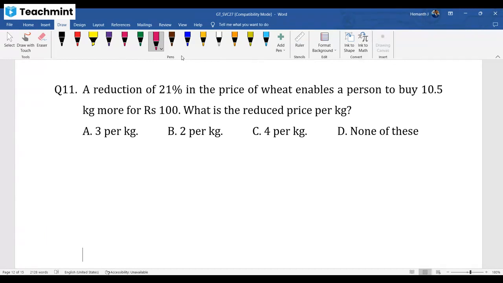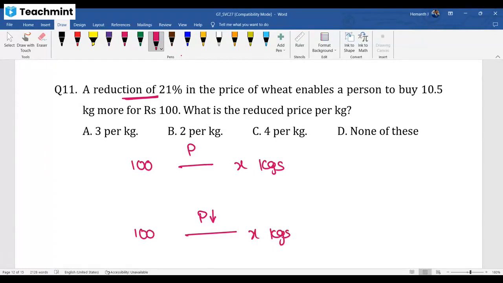My dear friend, see, as the price is reduced, you are getting an extra 10.5 kgs. See, you went to a shop with 100 rupees previously and you got X kgs. Now the price is something else. Now you've taken the same 100 rupees, and as the price is decreased, how much is the price decreased? Price is 21% decreased, right? If you got X kgs, you can save 21 rupees. Last month you took X kgs for 100 rupees, but the price decreased by 21%.